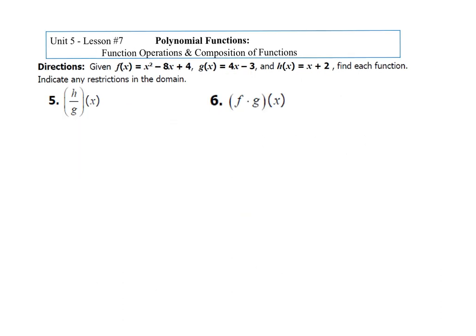Okay, so number 5 is another division problem. We have h divided by g of x. So we're starting with our h of x in the numerator, and we're dividing it by g of x. So in the top, we'll put our h of x equation. So h of x, if you're looking at the top of your notes, was x plus 2. So that is the numerator. It's being divided by g of x, which is 4x minus 3. So we're going to put that in the denominator.